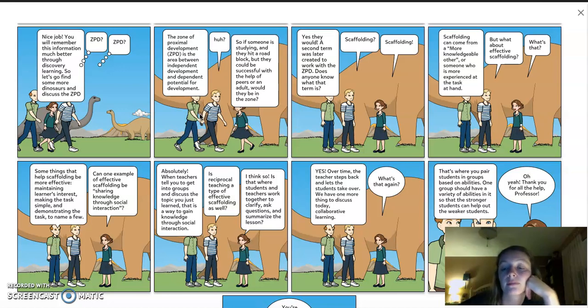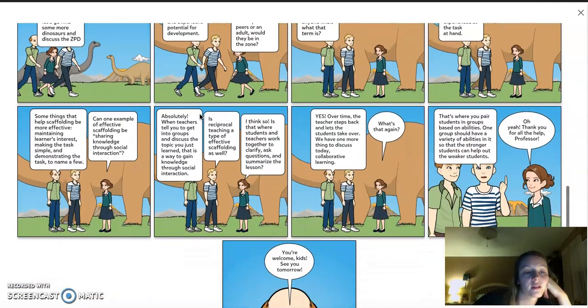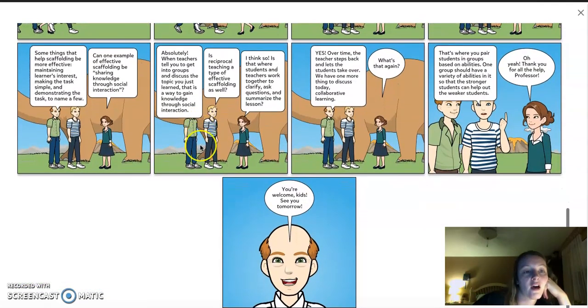So, for example, I'm a math tutor. I use scaffolding in my job every single day. We actually have trainings on it to train our new tutors. Okay, but what about effective scaffolding? What's that? Some things that help scaffolding be more effective are maintaining the learner's interest, making the task as simple as possible, and demonstrating the task to the student, just to name a few.